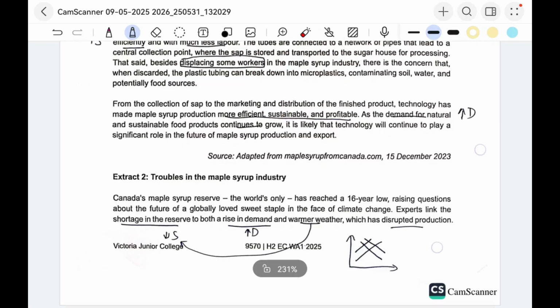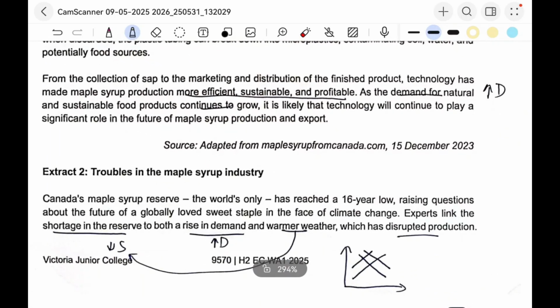Okay, so here extract 2, troubles in the maple syrup industry. So again, this is about maple syrup. From the case title, we can't really tell what is the coverage of the case, but it may be something talking about how the industry is facing some challenges. So challenges, it depends. It could be, say, supply shortage, because this is also disastrous, right?